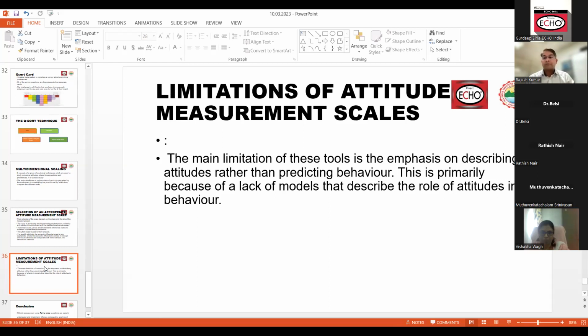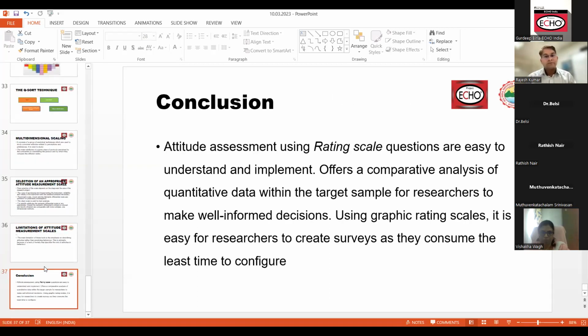So to conclude, attitude assessment using rating scale questions is easy to understand and implement. As I think we said initially itself, it is one of the easiest methods available. That is why it is very extensively used. It offers a comparative analysis of quantitative data within the target sample for researchers to make well-informed decisions.